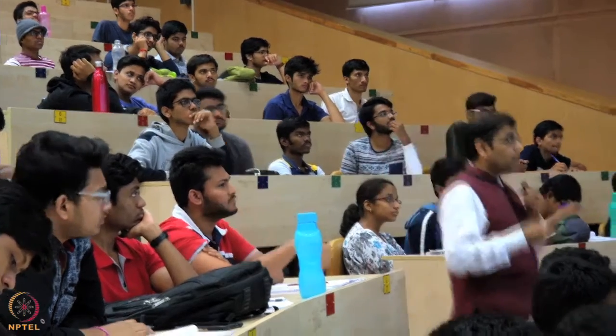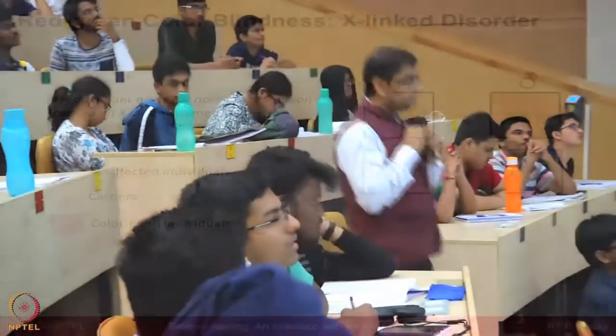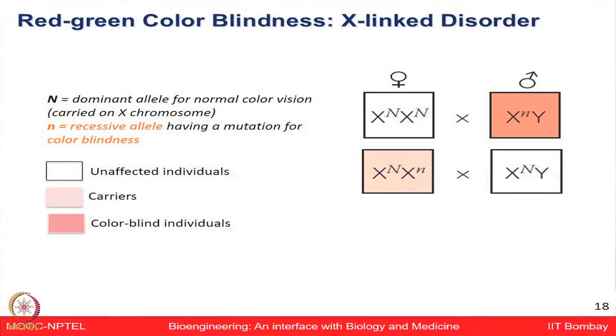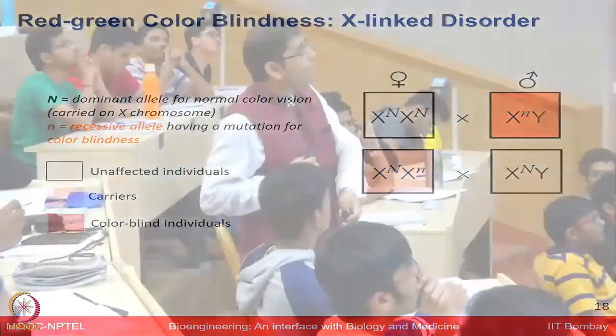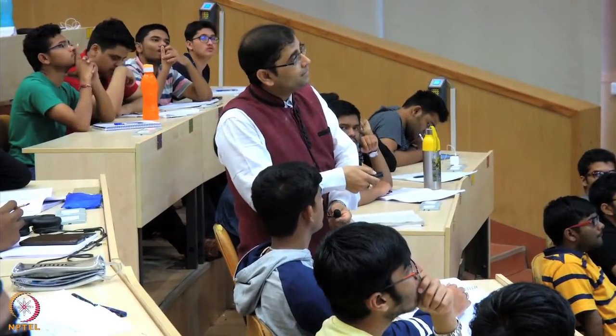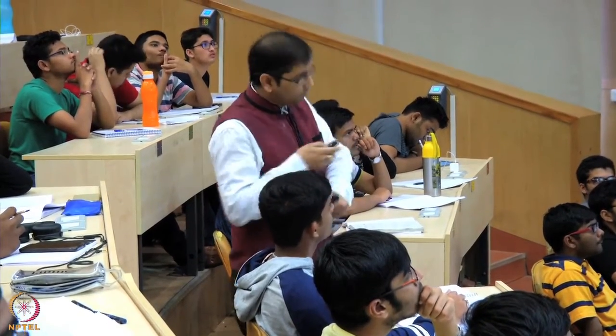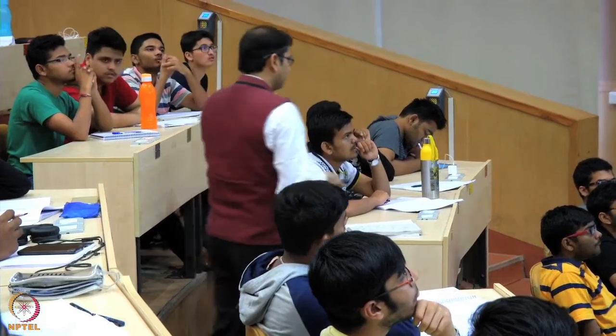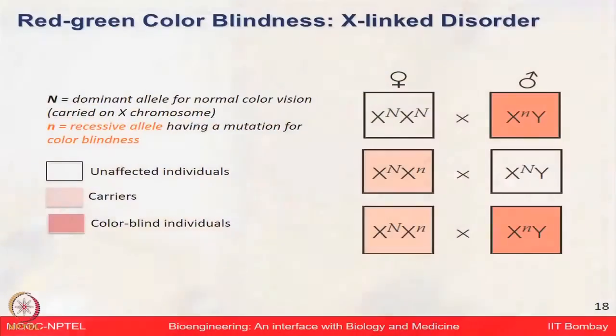All right. So the female is unaffected and the male is colorblind. Now let's take the second situation. In this case, what will happen? The female is a carrier. Yes. And the male is unaffected. The male is unaffected and the female is a carrier. Let's take the third situation. The female is a carrier and the male is colorblind.